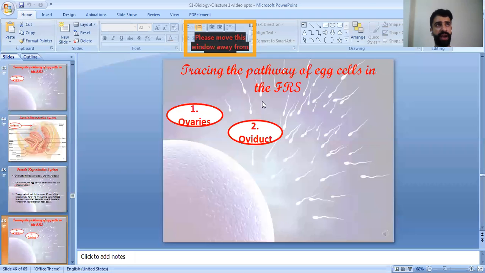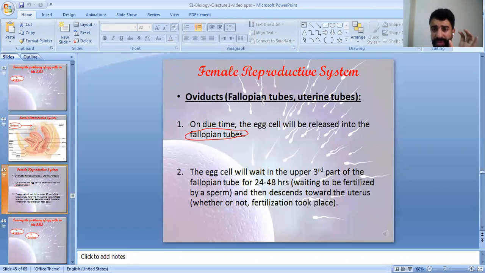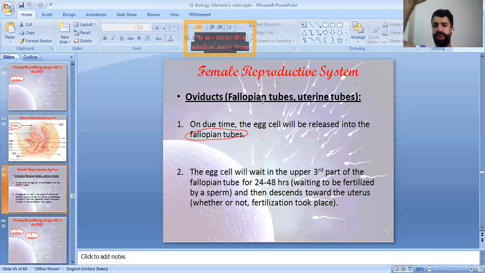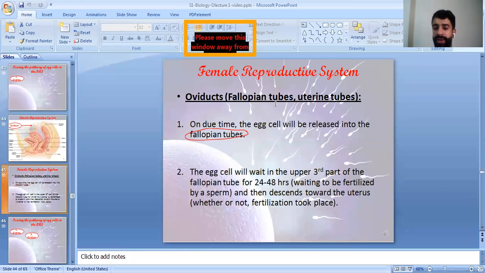So the pathway: we have the ovaries, the start of production of the egg cell and the primary sexual hormones, estrogen and progesterone, then the oviduct, which is the place where the egg cell will be released, and the egg cell will wait there in the fallopian tube in the upper third part for about 24 to 48 hours.